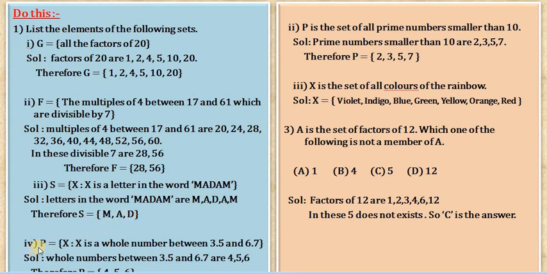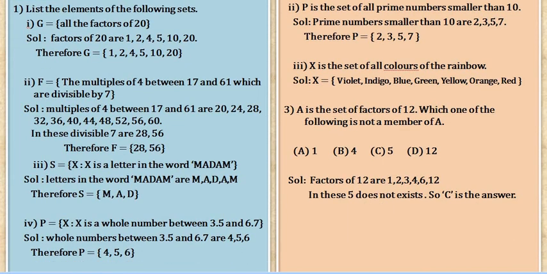Next, the fourth one. P is equal to the set of all x such that x is a whole number between 3.5 and 6.7. So these are decimal values. Now between these two decimal values, what are the whole numbers existing? 4 and 5 and 6. 4, 5, 6. Isn't it? Therefore, P is equal to {4, 5, 6}.